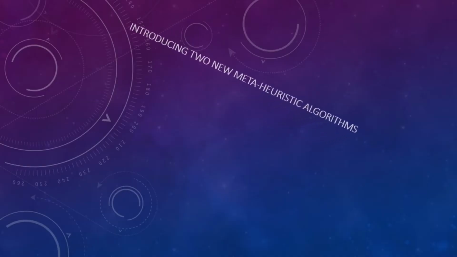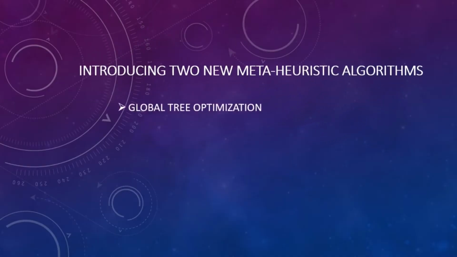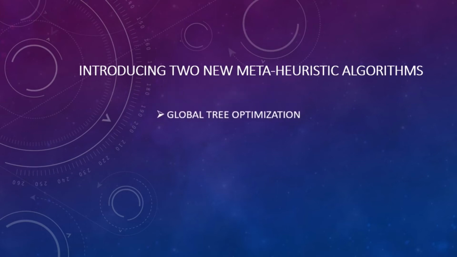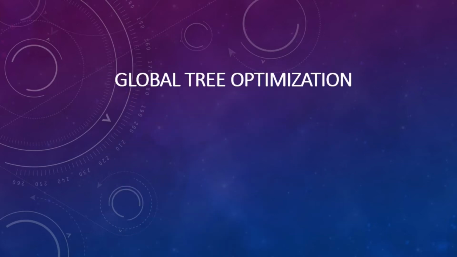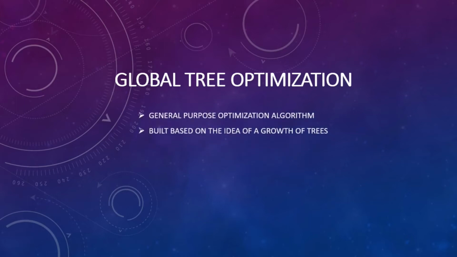So we are introducing two new innovative meta-heuristic optimization algorithms, Global Tree Optimization and iDiagram Optimization. Global Tree Optimization, or GTO, is a general purpose optimization algorithm. It is built based on the idea of the growth of a tree.